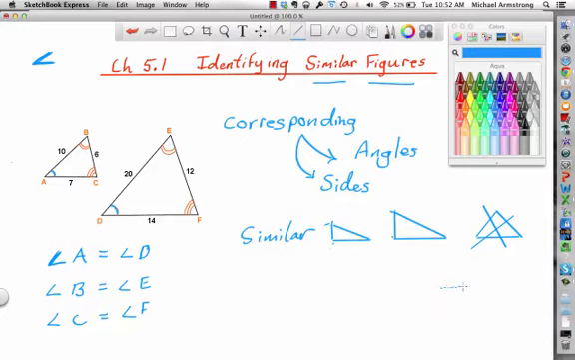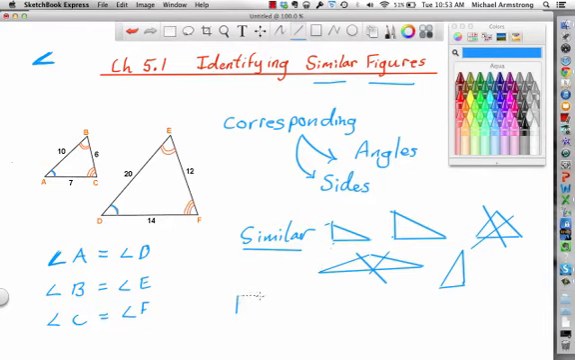I could draw this one upside down, and I could still say that this is similar to these ones. It's just flipped over and moved around a little bit. It's similar. But if I draw something crazy that has completely different angles, it is not similar. So similar has the same shape, but not exactly the same size.